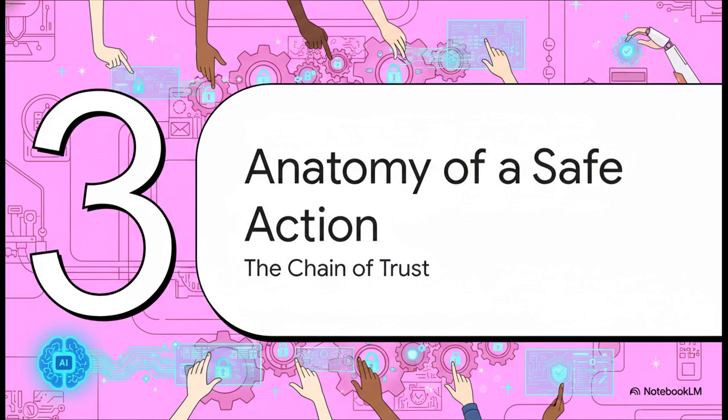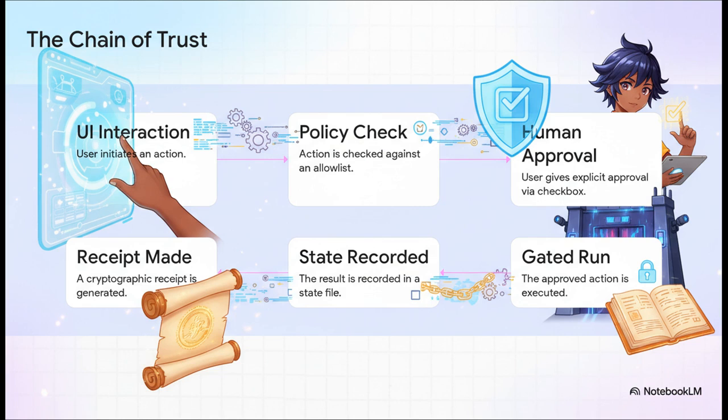Okay, so how does this system actually deliver on that big promise? Let's follow the journey of a single, safe action all the way from your click to the final verifiable record. This whole process is called the chain of trust. It all starts with you, the user, interacting with the interface. And from that point on, every single step is designed for safety and clarity. There's a policy check, then your explicit approval, then a gated, controlled execution, a full recording of the state, and finally, a cryptographic receipt. Let's unpack the most important pieces of this right now.